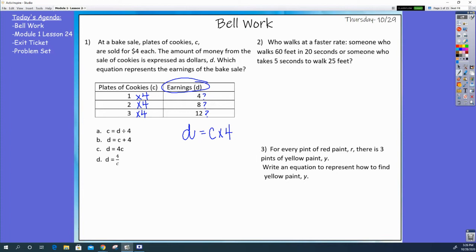If I'm looking at A, they were showing me how I get my cookies. However, we did not need the plates of cookies. We were looking for the earnings. On B, they were adding their plates of cookies to 4, which is not what we needed. If I look at C, we know that a number beside a variable represents multiplication, so C would be correct. And looking at D, we know that a fraction bar represents division. To get my earnings, we were not taking our plates of cookies and dividing them by 4, or taking 4 and dividing it by our plates of cookies. So my only answer would be C.